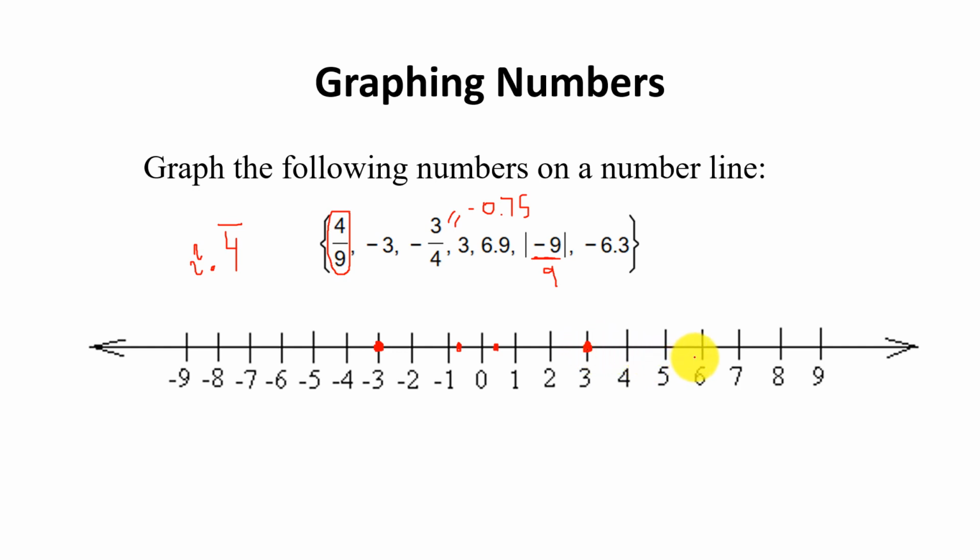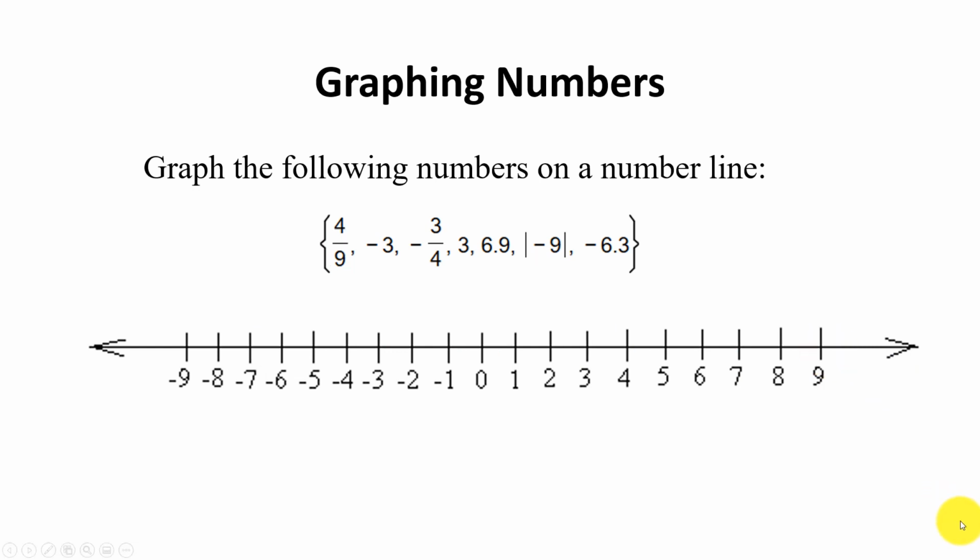Then we have 6.9. So here's 6. It's closer to 7, almost 7. We'll put it here. Next is the absolute value of -9, which is a +9. That's our biggest number. And then finally we have a -6.3. So here's -6. It's in between -6 and -7. It's closer to -6. And that should be about here. So as we can see, -6.3 is the smallest number in this data set. The largest number is +9.